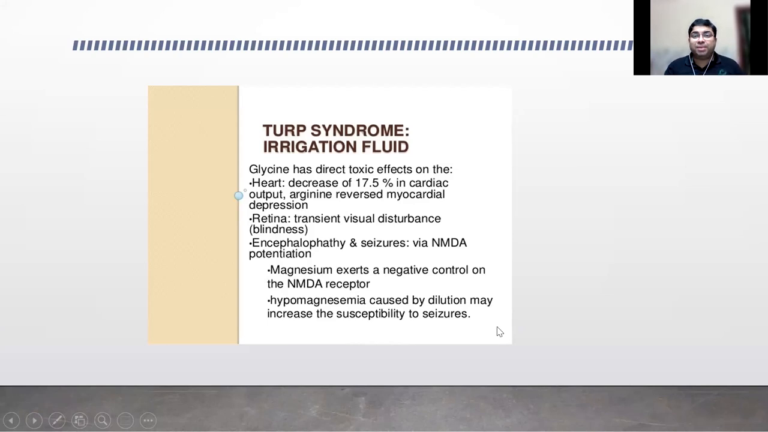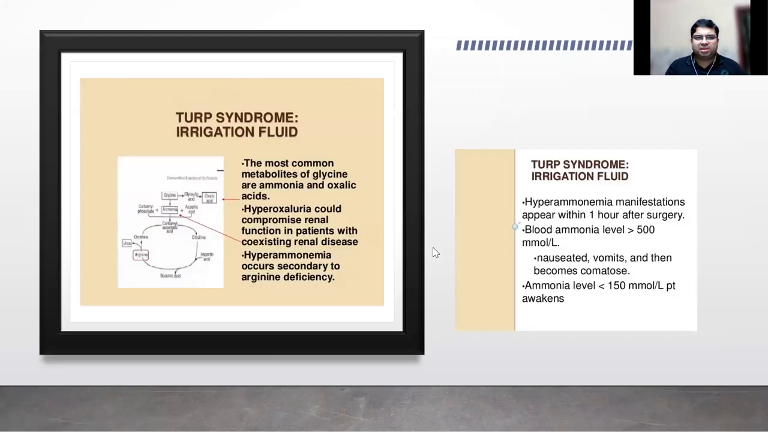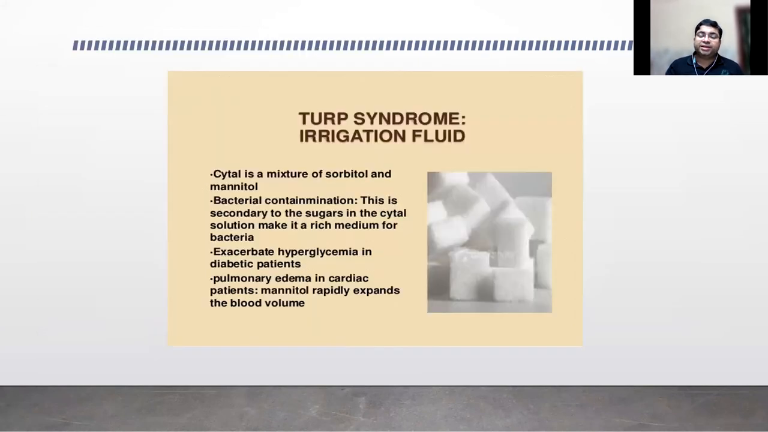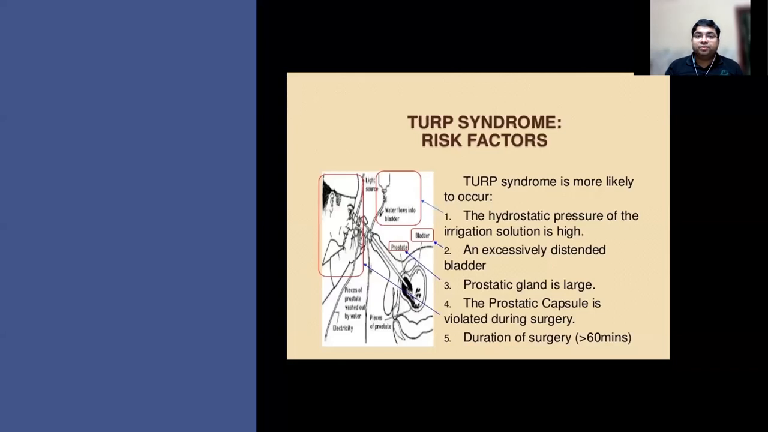So this is hypomagnesemia. Hypomagnesemia can cause all these symptoms, encephalopathy-like symptoms. Basically, glycine will convert to ammonia and cause hyperoxaluria, all these different symptoms. But the most important problem is hyponatremia, hypertension with bradycardia. Hypotension with tachycardia occurs with hemorrhagic states, where the patient has a lot of blood loss. But hypertension and bradycardia mean the patient is having TURP syndrome.